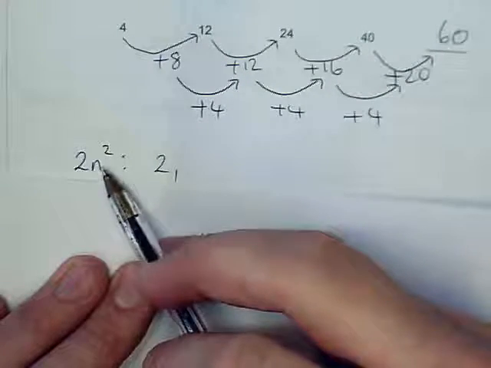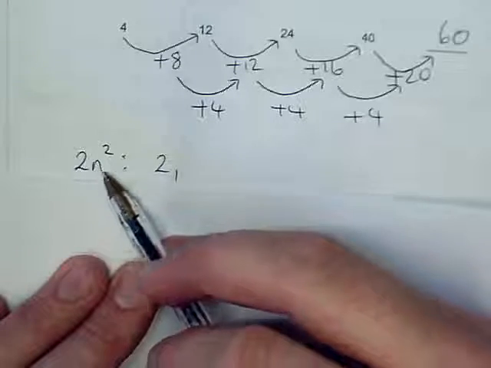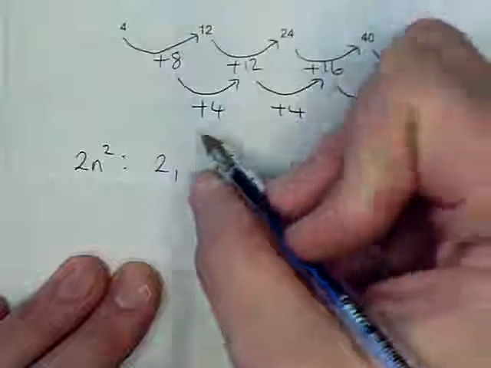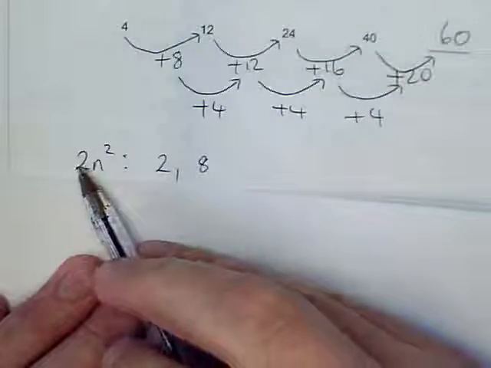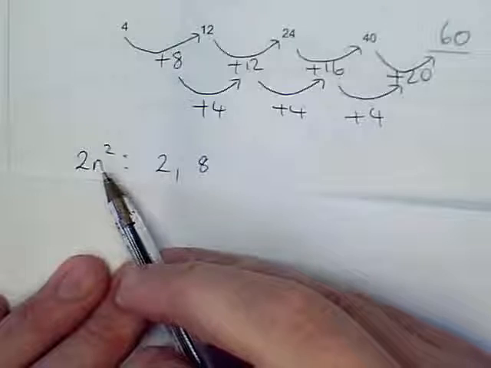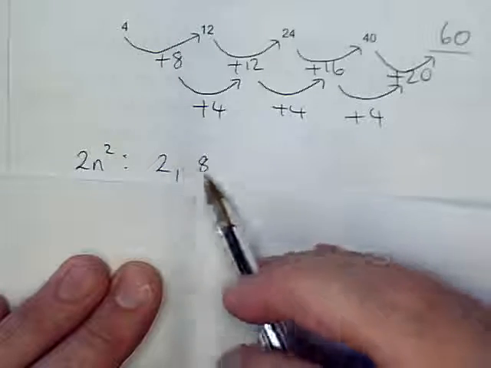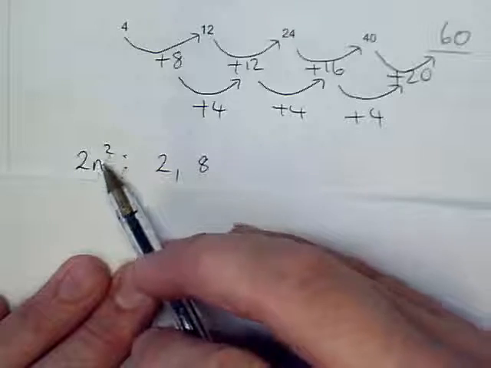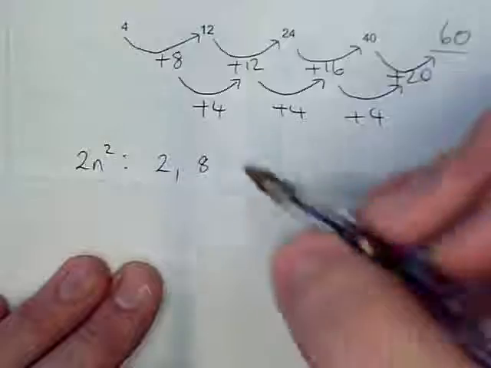The next number, so n would be 2. So I'm doing 2 squared, which gives me 4. And 4 times 2 is 8. Okay. Notice if I did it the other way around, if I did 2 times 2, which is 4, and then squared it, I get 16. So you get the complete wrong answer. So that's why you have to do the indices first before you multiply it.